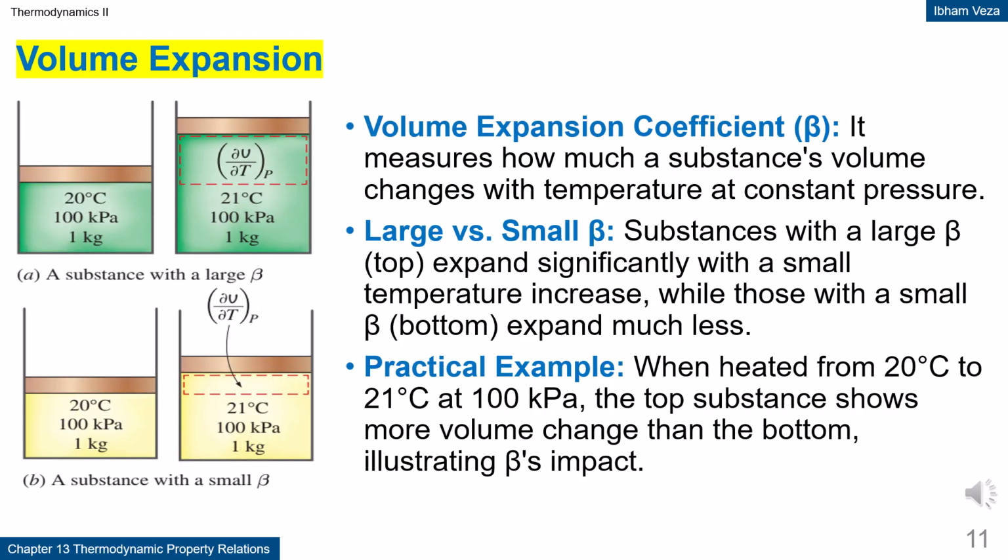The volume expansion coefficient, beta, expresses how sensitive a substance's volume is to temperature change at constant pressure. A substance with a large beta experiences a significant volume change, even for a small temperature increase. In contrast, a substance with a small beta shows very little volume change. This concept is important in fluid analysis, especially for liquids and nearly incompressible substances. Practically, it explains why some substances appear more responsive to heating than others.